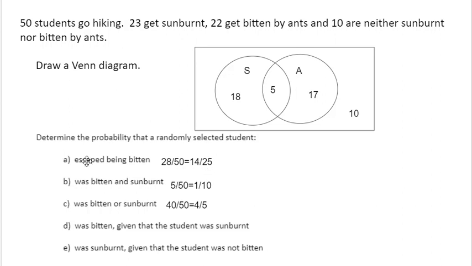So escaped being bitten is everybody who wasn't bitten by ants. So here's the people who were bitten by ants, and the people who weren't would be the 18 and the 10. Good question.